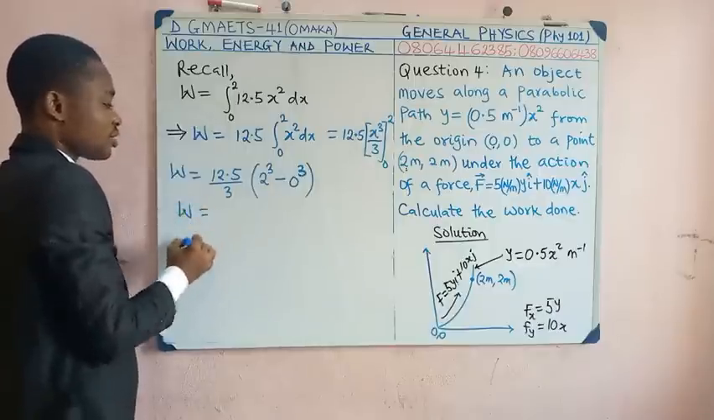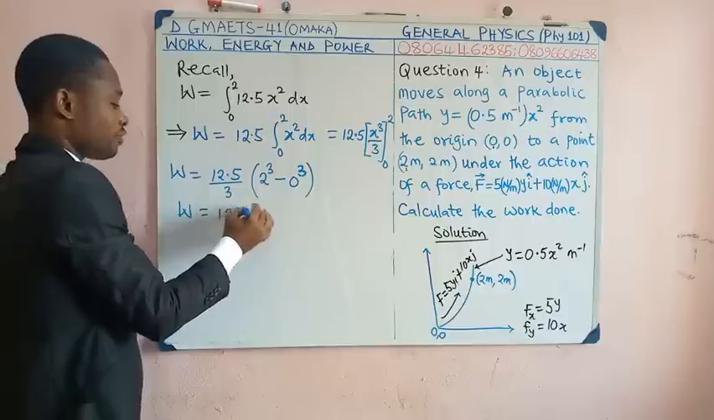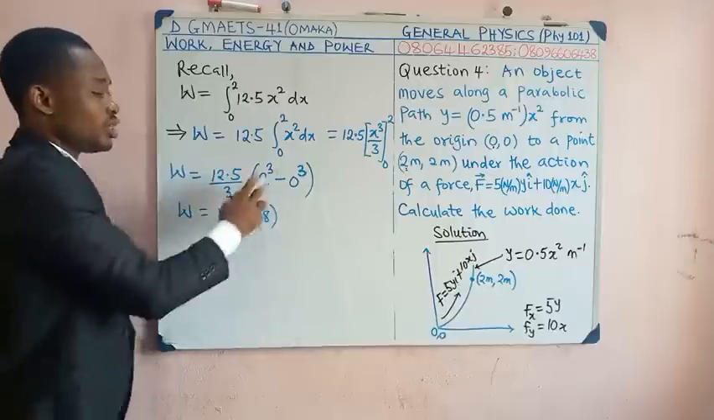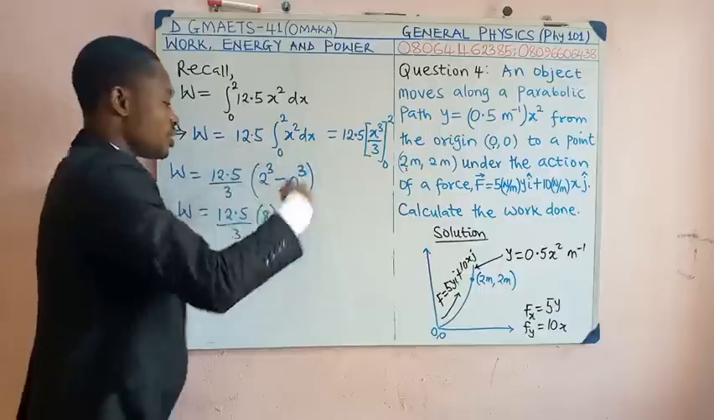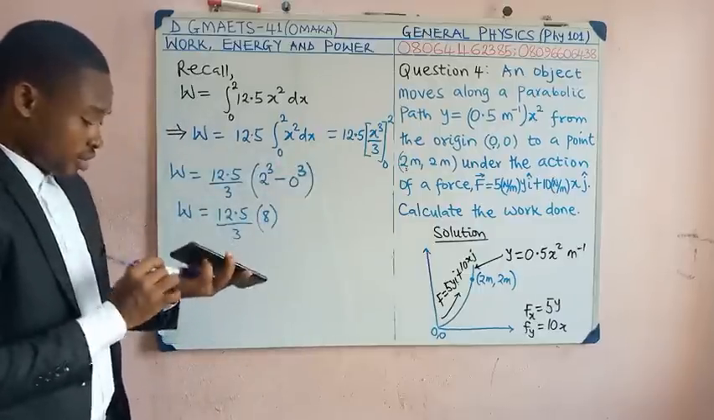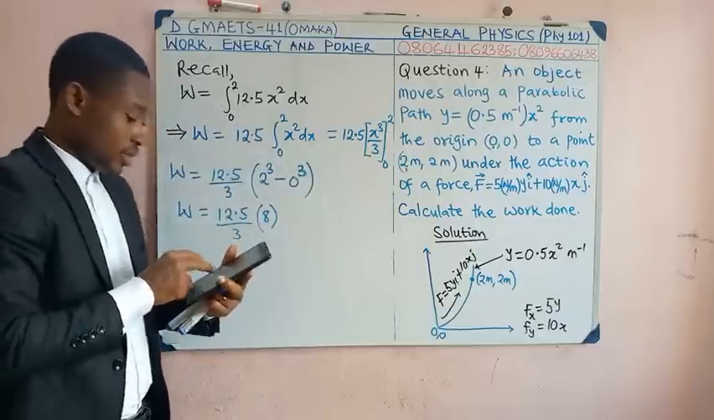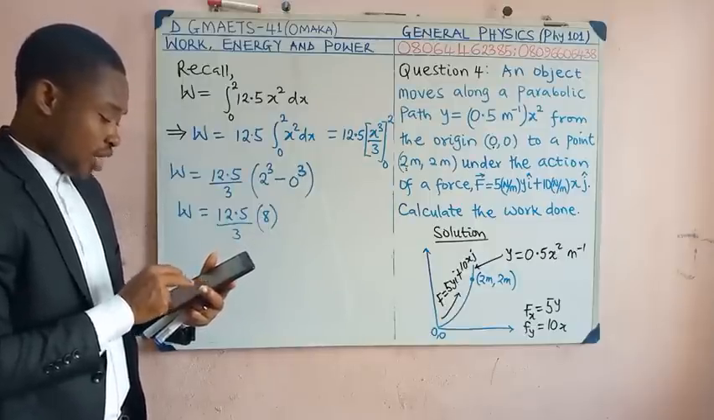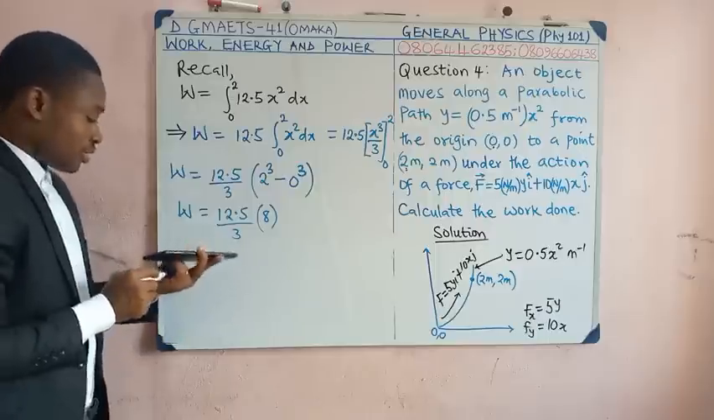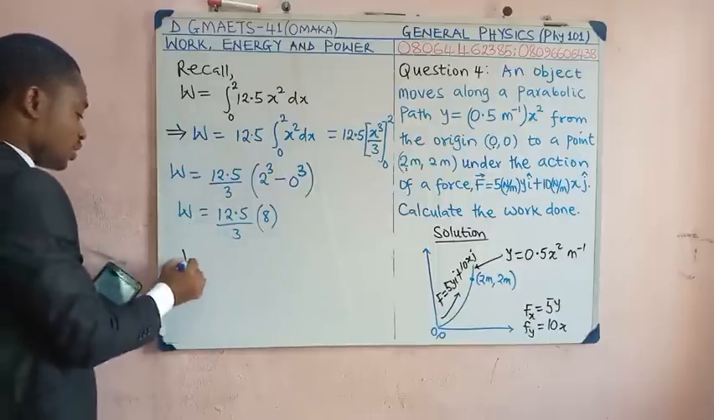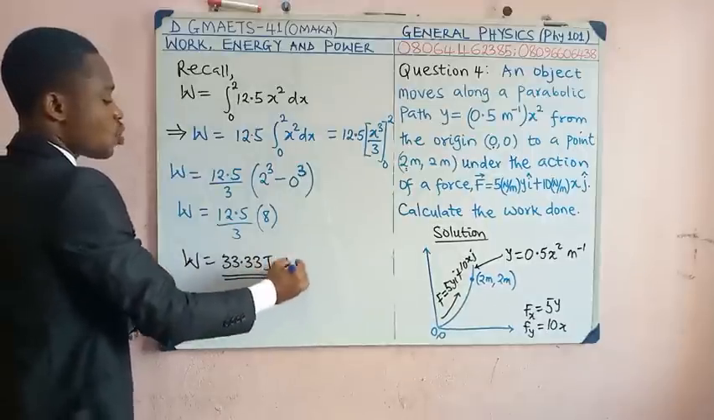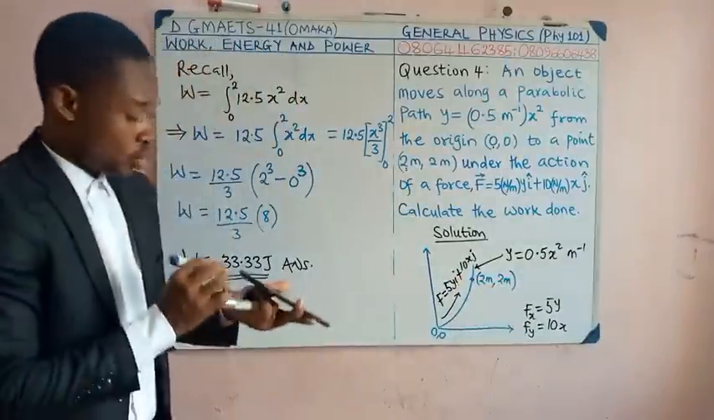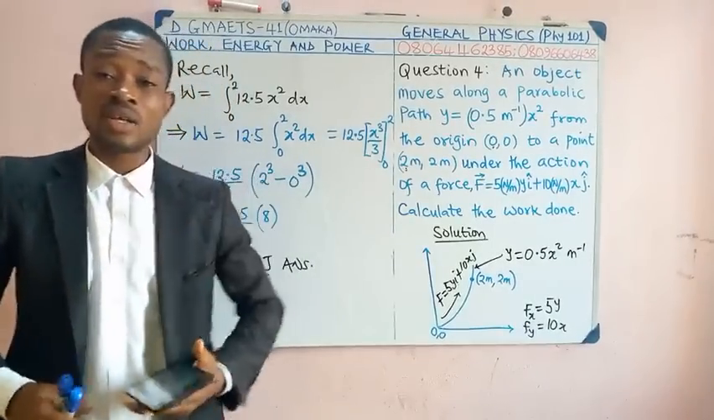Now if you work on this, it is going to give us 12.5 divided by 3 times the bracket here, which is 8. 2 raised to the power 3 is 8. 0 cubed is 0, it goes off. So let us see what this gives to us. 12.5, we're going to multiply it by 8 and then divide by 3. It's given me 33.33 joules. So this is the work done in moving this object from the origin to this point with coordinate 2, 2. So you see that the problem is a simple one, honestly.